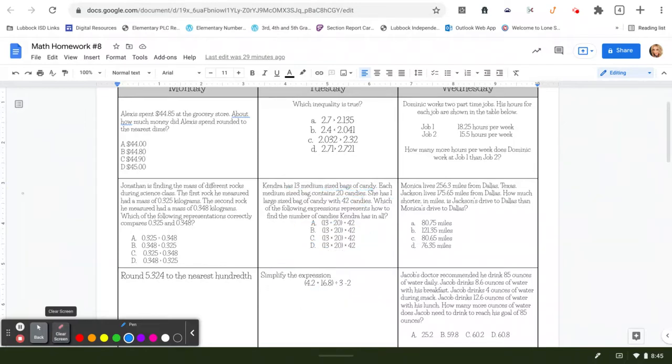Next, Dominic works 2 part-time jobs. His hours for each job are shown in the table below. So for job 1, he works 18 and 25 hundredths hours per week. And for job 2, he works 15 and 5 tenths hours per week. How many more hours per week does Dominic work at job 1 than job 2?